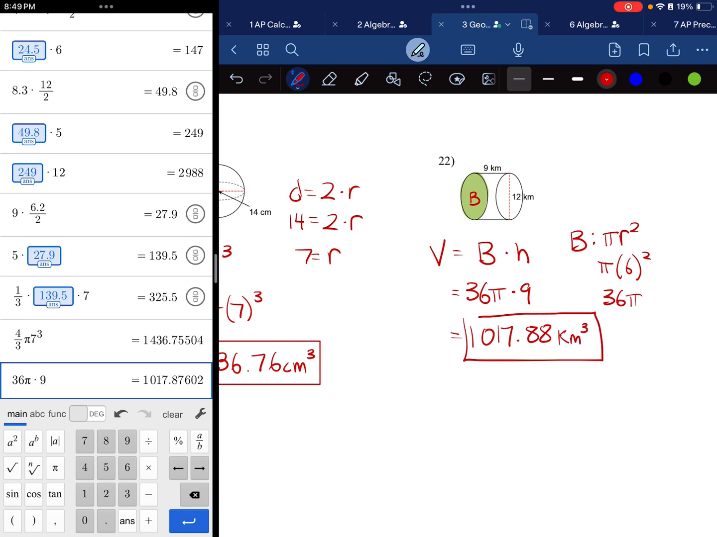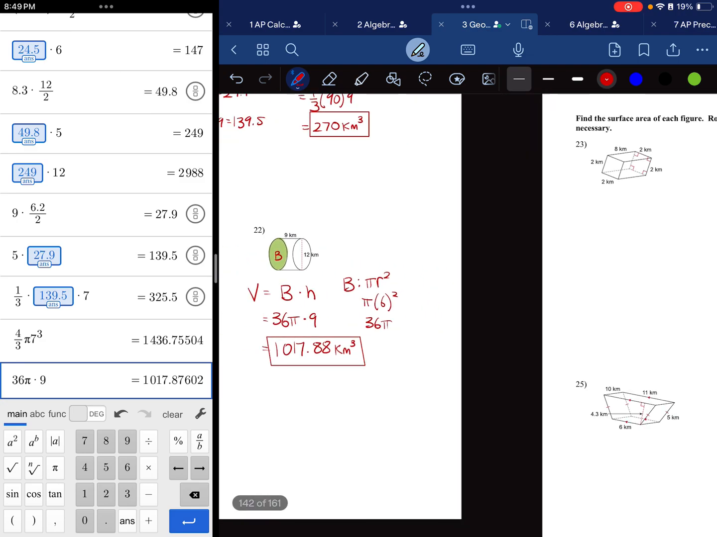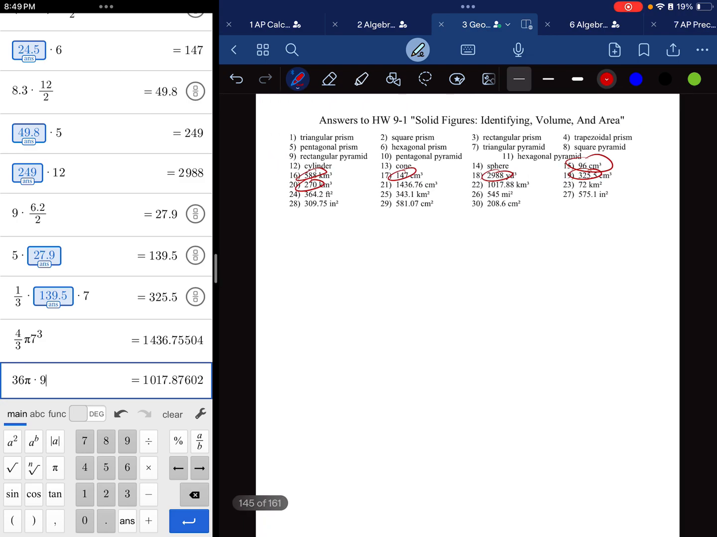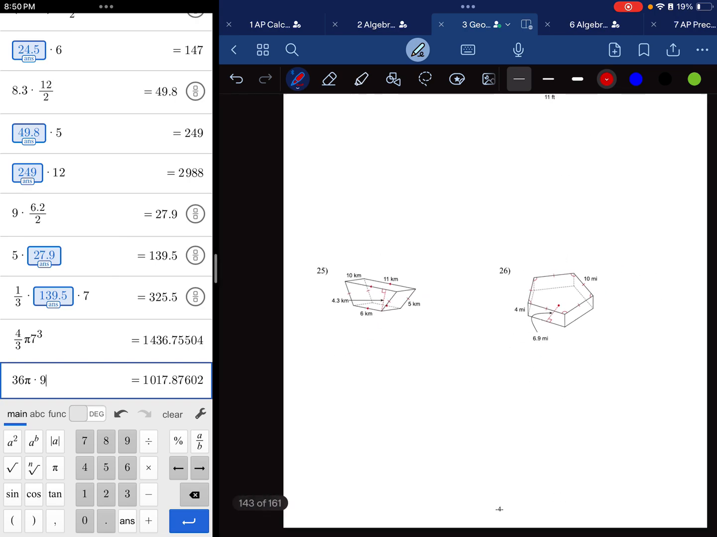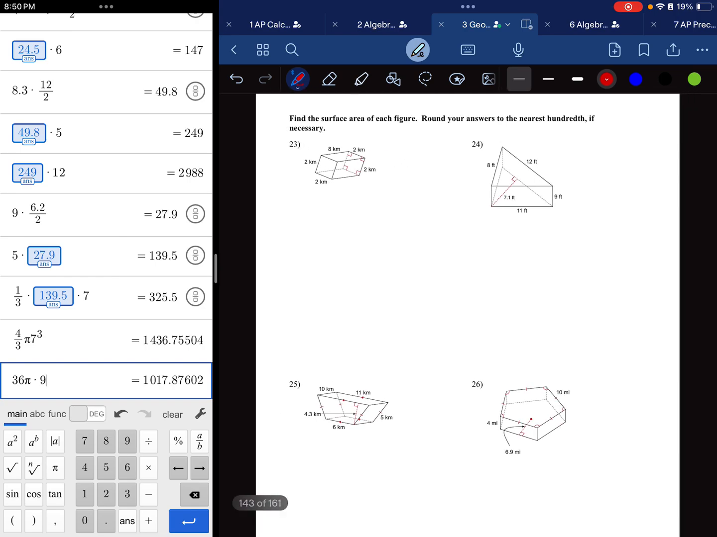Okay, let's go ahead and check both those answers. I believe the last two values in the calculator are the answers. They are, so I don't have to memorize them. I got 1436, good, and 1017, good. All right, so far so good. Haven't made a mistake. It's gonna eventually happen, I promise. Moving on to number 23.